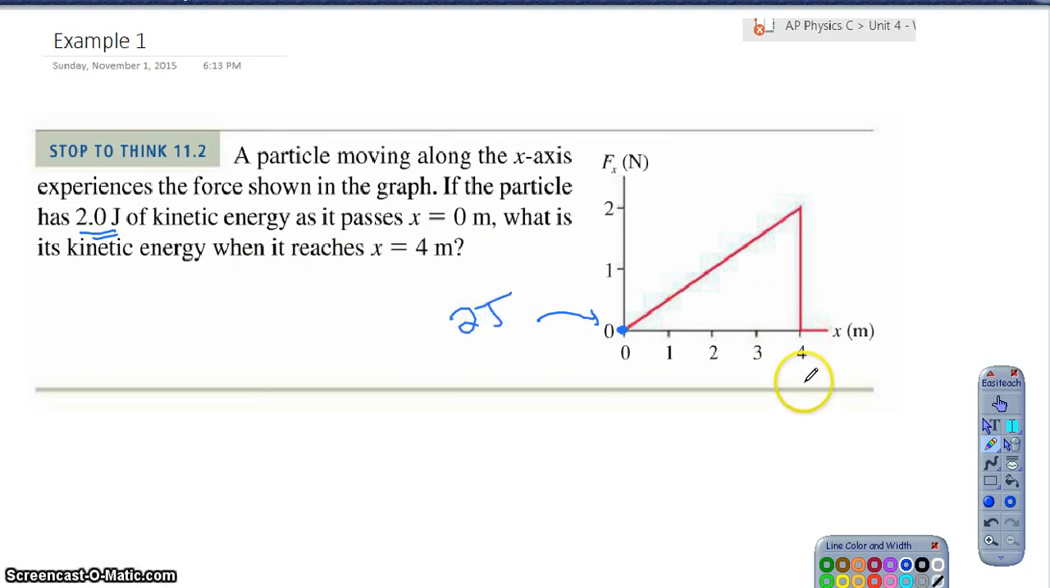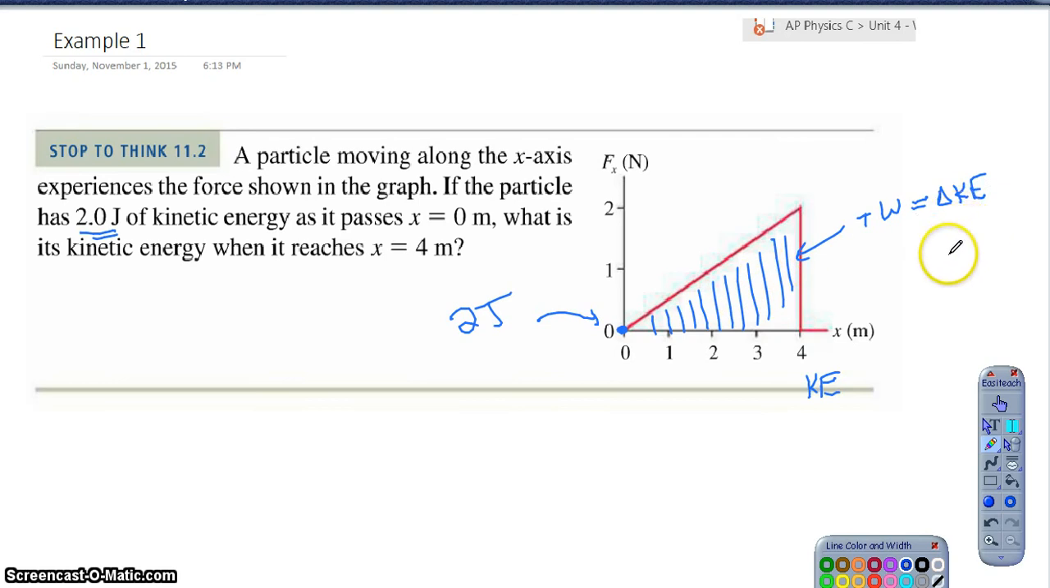If I want to find out how much kinetic energy it has at this location, I want to figure out how much energy it has gained, and the energy is just really the work done on it, right? So the area underneath this curve represents the work done on the system. Because it is above the x-axis, it's going to be positive work, and therefore it's going to equal a positive change in kinetic energy. So whatever this number is, I'm just going to add that to the kinetic energy that I started with.